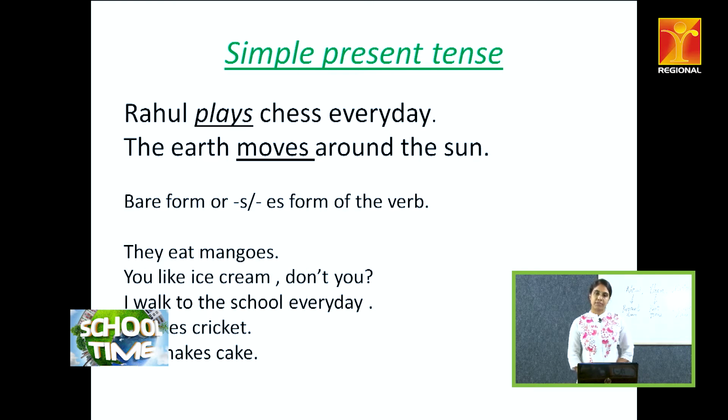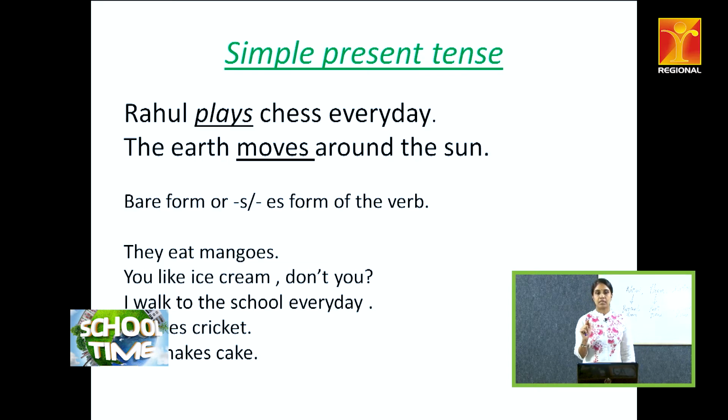While studying the first sentence, what is the meaning of the first sentence? The first sentence tells us that playing chess is a habit with Rahul. Rahul plays chess every day. Every day Rahul plays chess. So playing chess is a habit with Rahul. So here through the simple present tense we are describing a habit.